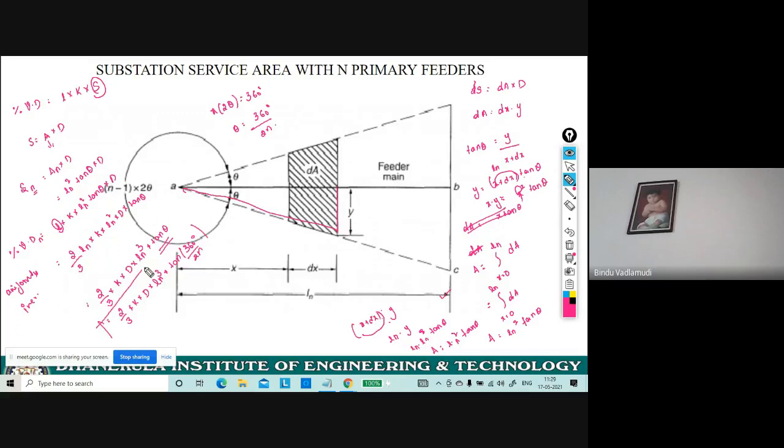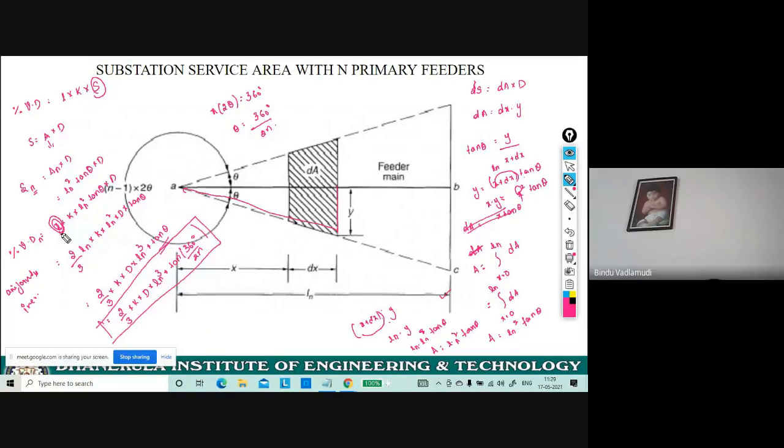So this is the formula for the rating of the service substation when n number of feeders are connected. If it is uniformly loading, then what is the value of L? Can I write it as L is equal to L by 2? This value depends upon the nature of feeder loading. Did all of you understand this point?